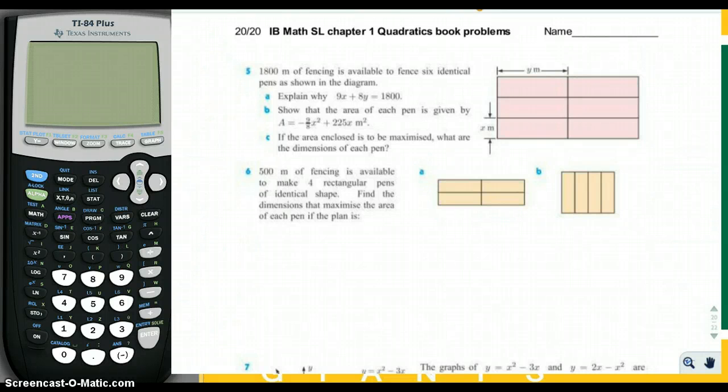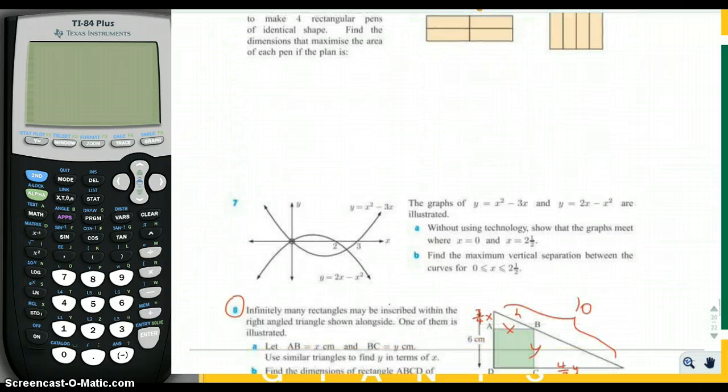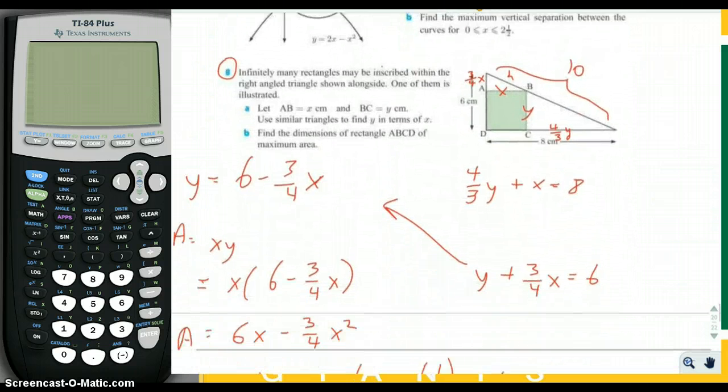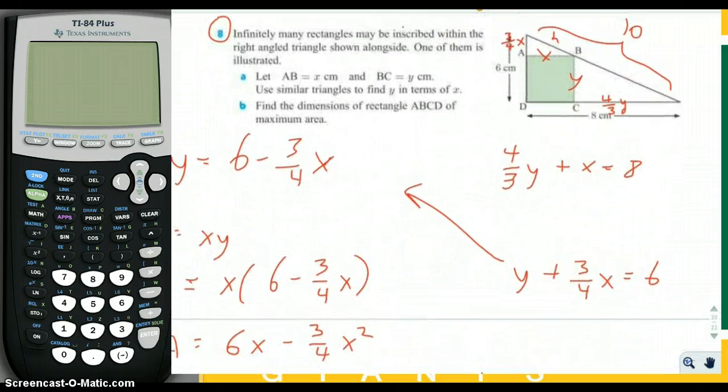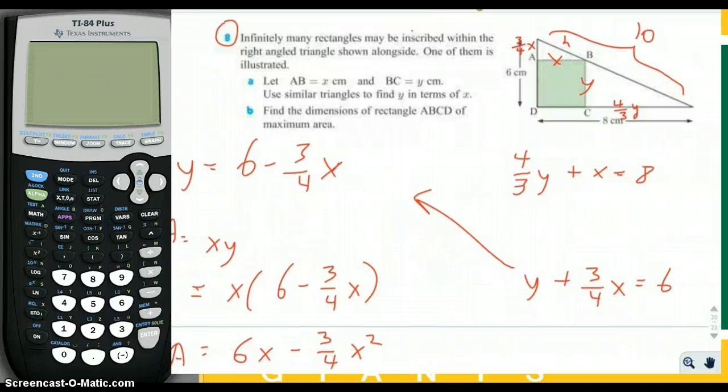Quadratics, page 20. I'm going to do the last problem, number 8. Infinitely many rectangles may be inscribed within the right-angled triangle shown alongside. One of them is illustrated. Let AB equal x and BC equal y. So I put AB equals x and BC equals y.